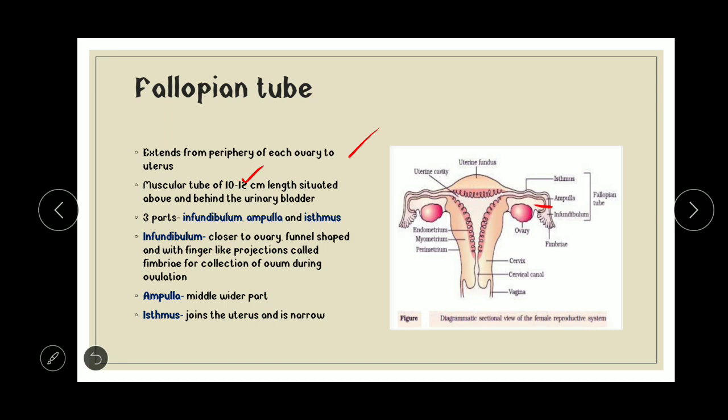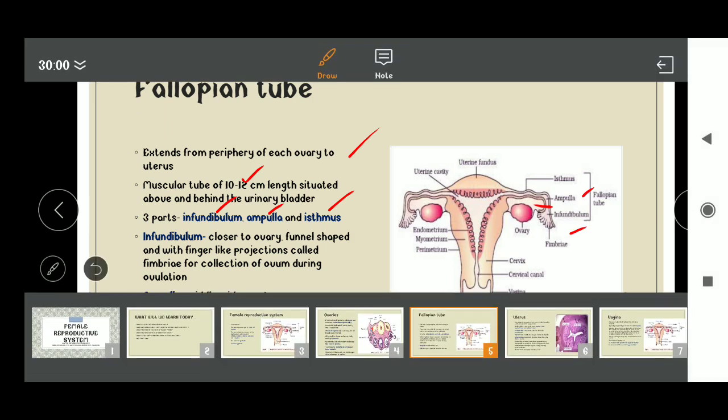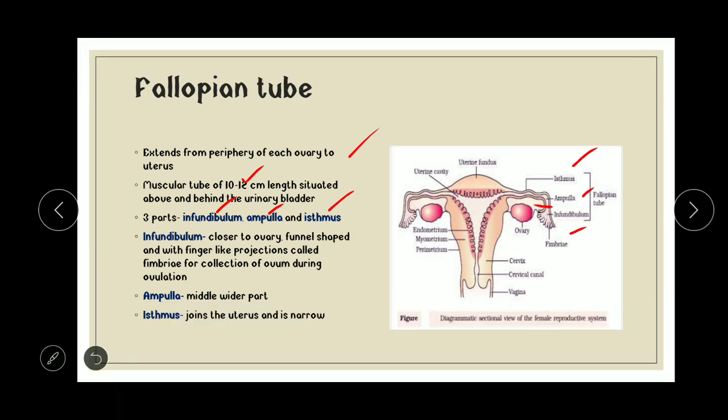Then what are the three parts? These parts are important: infundibulum, ampulla, and isthmus. Here you can see the infundibulum, the ampulla, and the isthmus. What are these parts? The infundibulum is closest to the ovary, and it has finger-like projections called fimbriae. You can see here the finger-like projections called fimbriae.